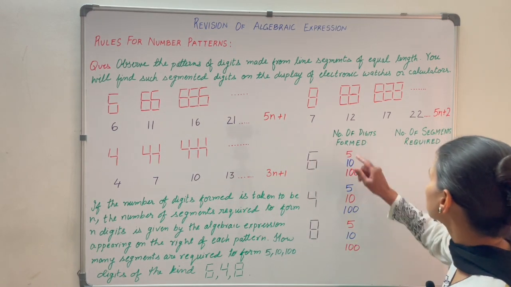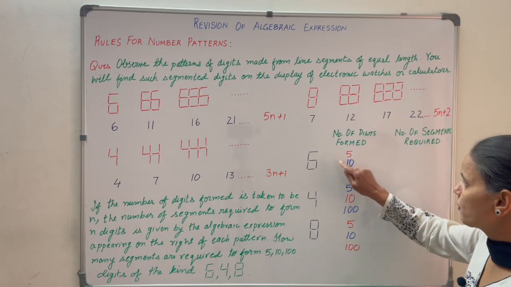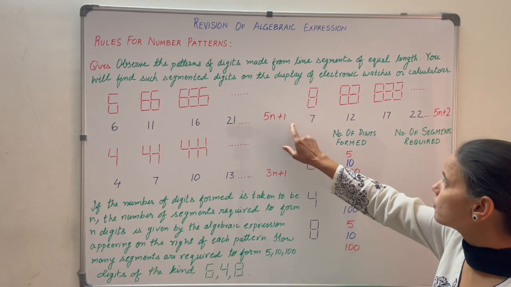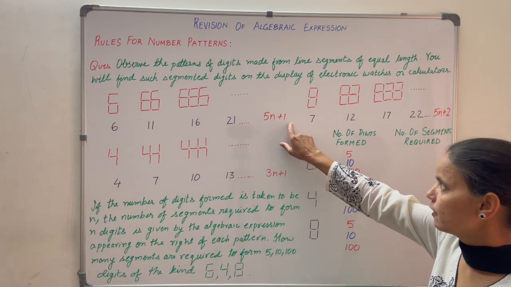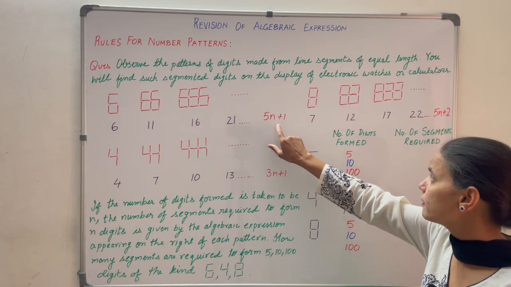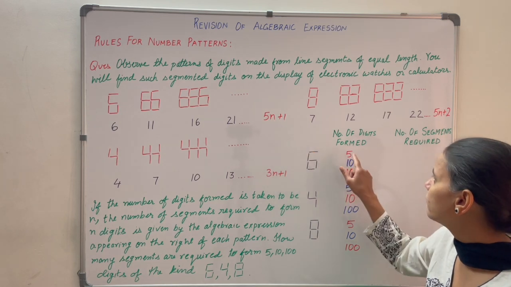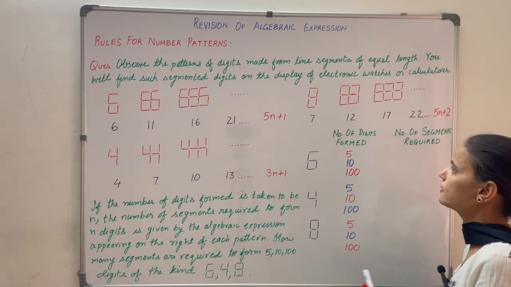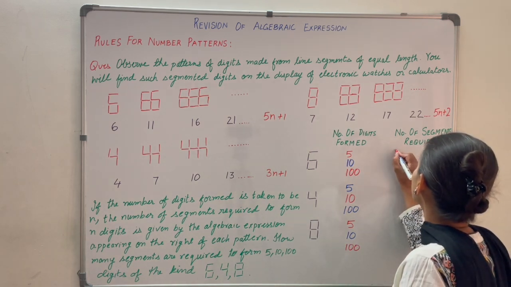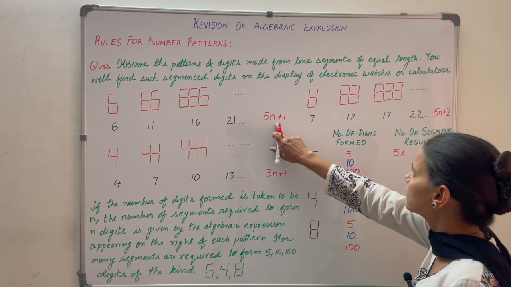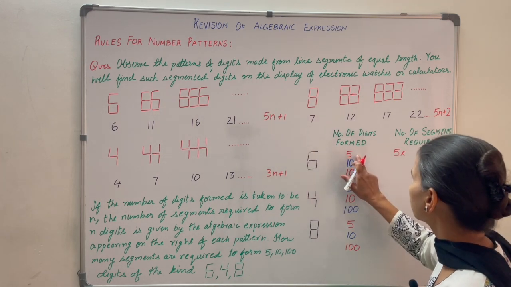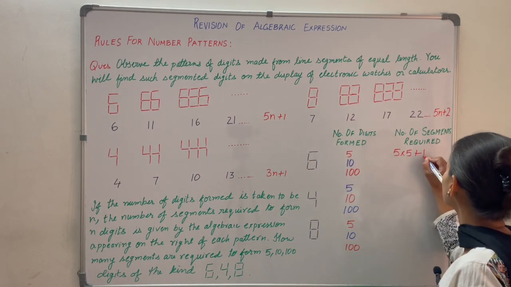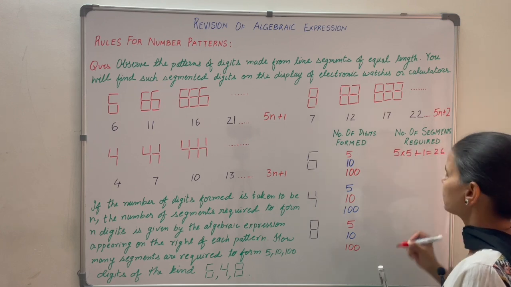So the number of digits formed is 5. When there are 5 sixes, how many line segments will be required? The general formula here is 5n plus 1, when there are n sixes, and here the value of n given to you is 5. The value of n is the number of sixes, which is given to you as 5. So 5 into 5 plus 1, that is equal to 26.